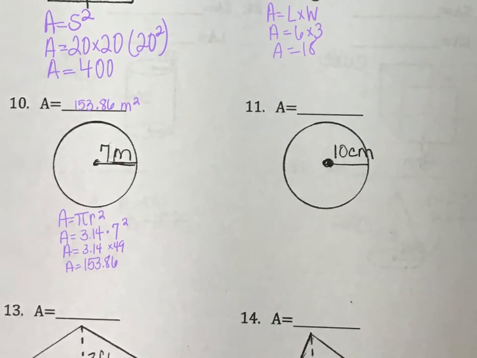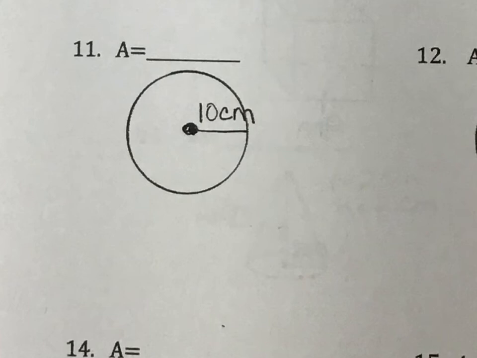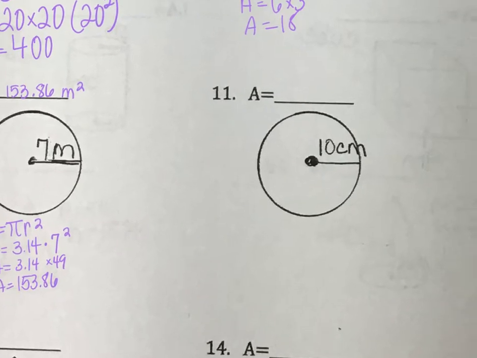So if you don't have it completed, fill your answers in as we go, okay? 153.86 meters squared. Make sure you fill in your answers if you don't have these completed, okay?